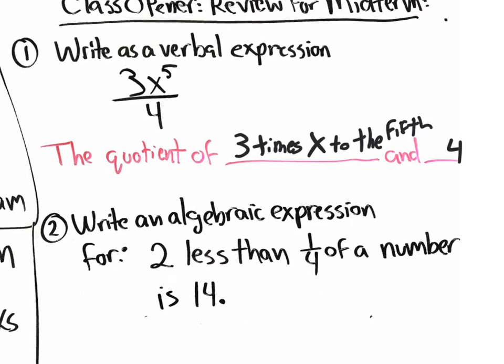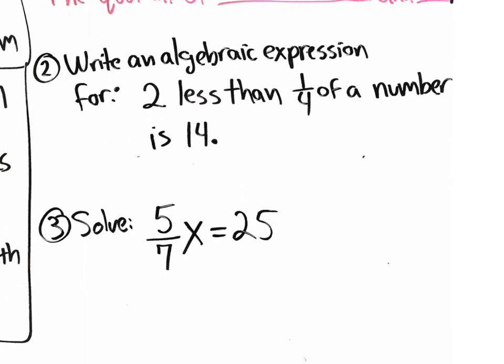Moving on to number two, write an algebraic expression. You don't even have to solve it. It just says write an algebraic expression. Now this is an equation because it has the word is, which means equals. So let's start writing this down. 2 less than, what does less than mean? Subtract. So this means subtract, but the word than implies a switch. So the 2 that came first is not gonna be first, it's gonna be second. And over here, the 1/4 of a number that's second is not gonna be second, it's gonna be first.